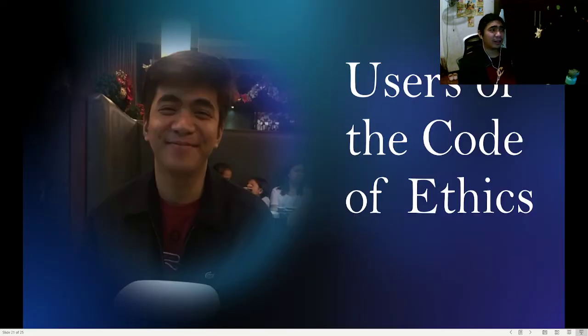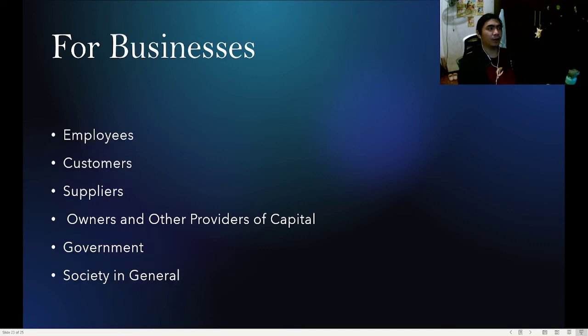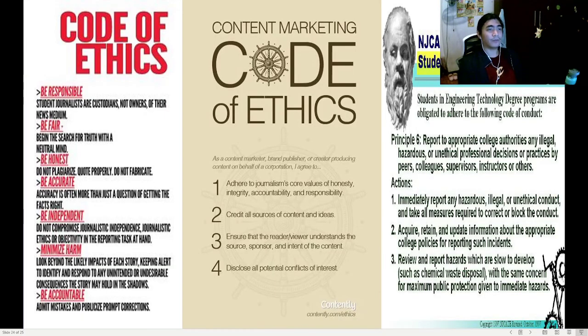So, at the end of the day, for whom does the code of ethics have to be used? Who will use this? For schools, administrators, everyone actually, teachers, even students in the school handbook, and employees. For business, employees, customers, suppliers, owners, government, society in general, when they want to understand what are the things to do or not. And of course, let's show the examples of the code of ethics.